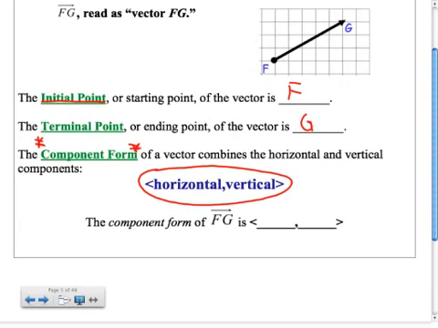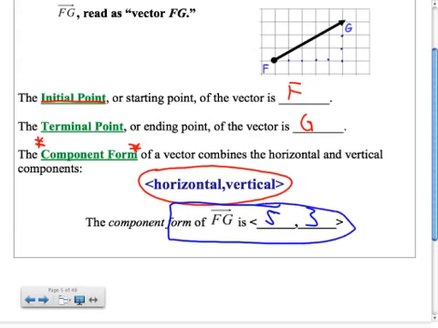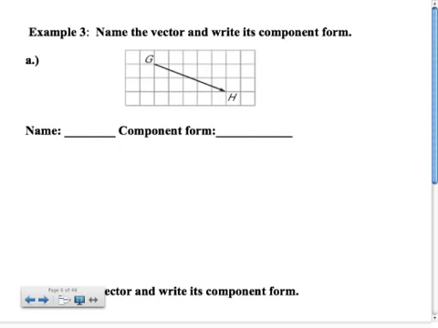All right, so in other words, when I look at this vector, to go from F to G horizontally, I start at F, I got to go right 1, 2, 3, 4, 5 units. Okay, so I know that if I go right 5, that's a positive 5 units. And then I got to go up 1, 2, 3. Again, that's a positive 3. So this here would be the component form of vector FG. And we're going to use this now to do some translations. Okay, this idea of component form.